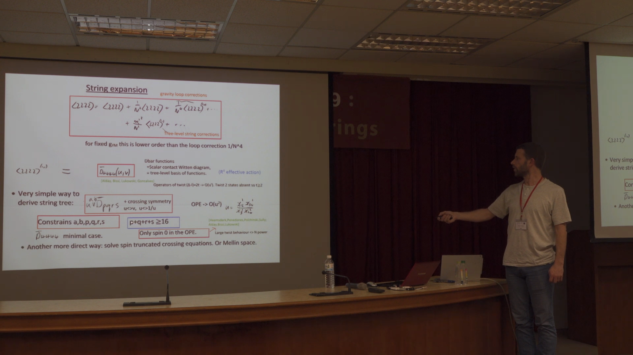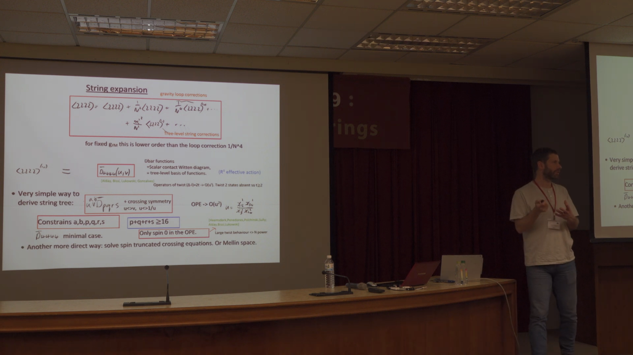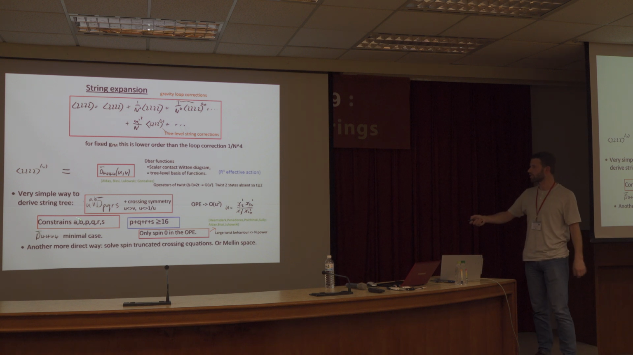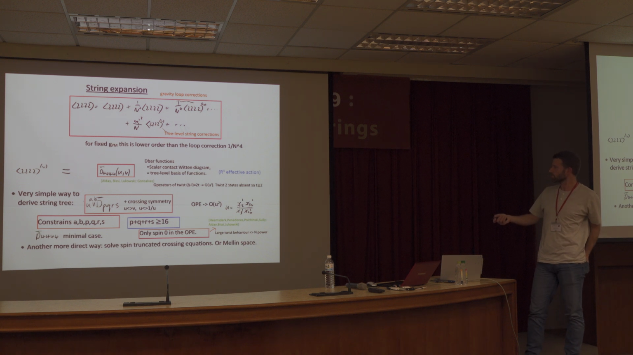And in fact, the bound is as follows: p plus q plus r plus s has to be greater than or equal to 16. And then there's some bound on a and b as well. And then the minimal case, therefore, is when all of these things are 4. So you immediately see that within this class of functions, within this constraint of the correlation function, there's a minimal case, which is this d-bar 4, 4, 4, 4. And that indeed is the answer.